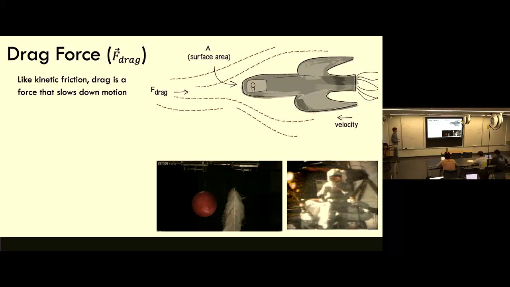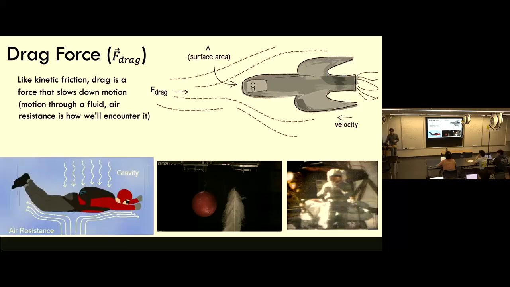The motion is special though. It's not a surface and an object, so just two things rubbing against each other. It's moving through a fluid. And so the main way that we'll encounter this, a fluid, it could be a gas, it could be a liquid, everything that isn't a solid. So you're not moving through a solid substance.